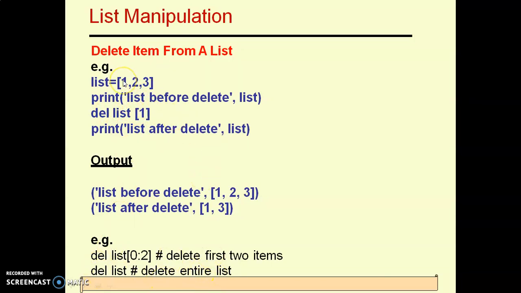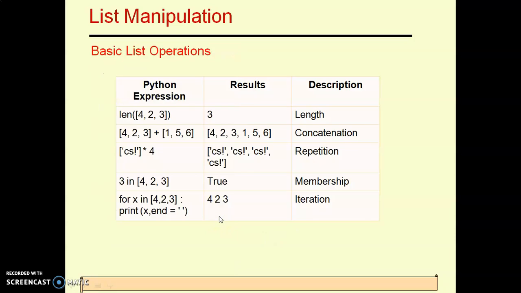So friends, we have studied adding to a list, appending, extending. Now it comes to deletion. For example, list 1, 2, 3. Before deletion, I have printed the list, that is 1, 2, 3. Now I want to delete the index number 1. This is index 0, this is index 1, this is index 2. So I have deleted index 1, so 2 is deleted. Now let us look at the answer. Okay, it is 1, 3.